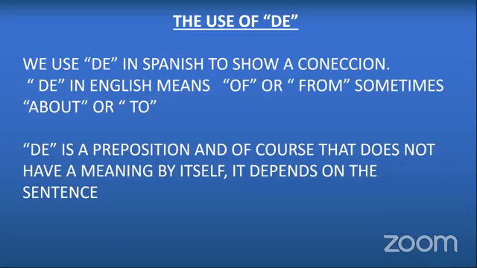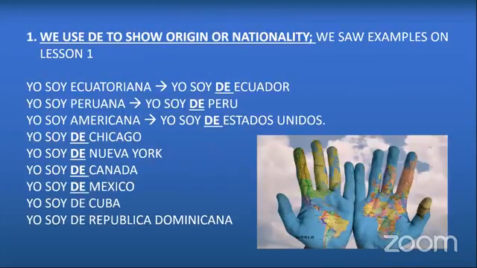We use de in Spanish to show a connection. De in English means of or from. Sometimes it can be translated as about or to, but most commonly de means of or from. De is a preposition, and because it's a preposition, it doesn't have a meaning by itself. The meaning is going to depend on the sentence, on where the word de is located in the sentence. So let's learn a couple of examples.